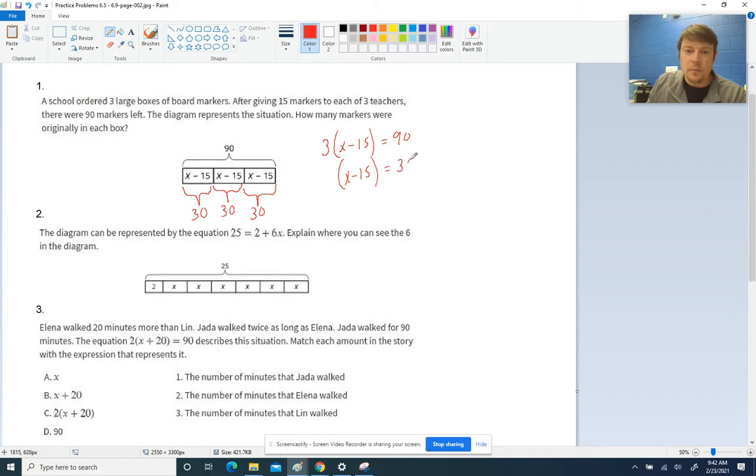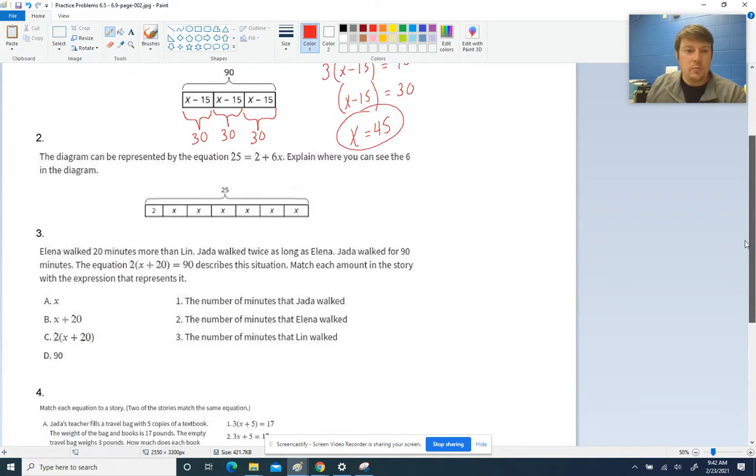And so if 3 groups of x minus 15 was 90, logically one group of x minus 15 is equal to 30. So what number was in the box when I could take 15 away and end up with 30? Well, I add 30 and 15 to see that x was worth 45. So there were 45 originally in the box. That makes sense. All right, let's move on to number 2.